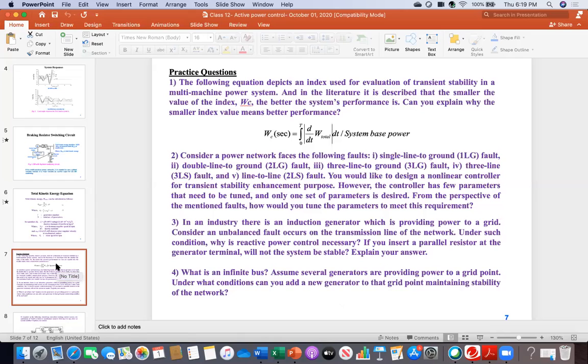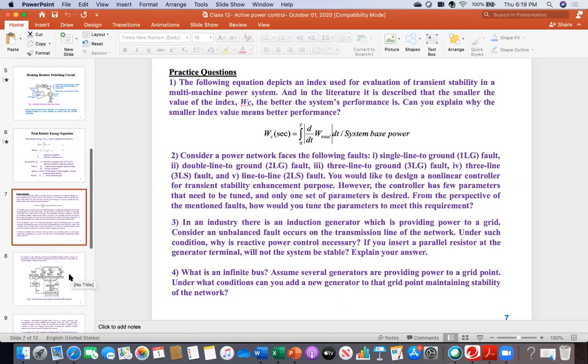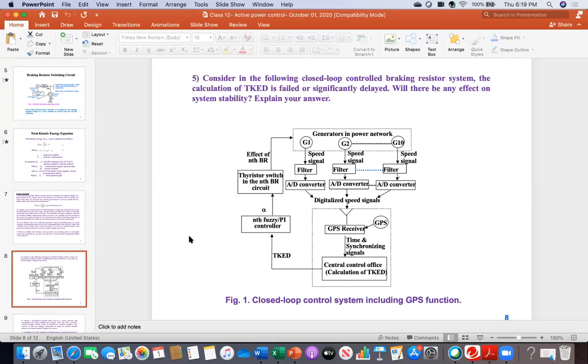Are you all noting down the answers? Yes, sir. Okay. Now everybody see the next question from the question bank. Now everybody see this picture. First read the question.